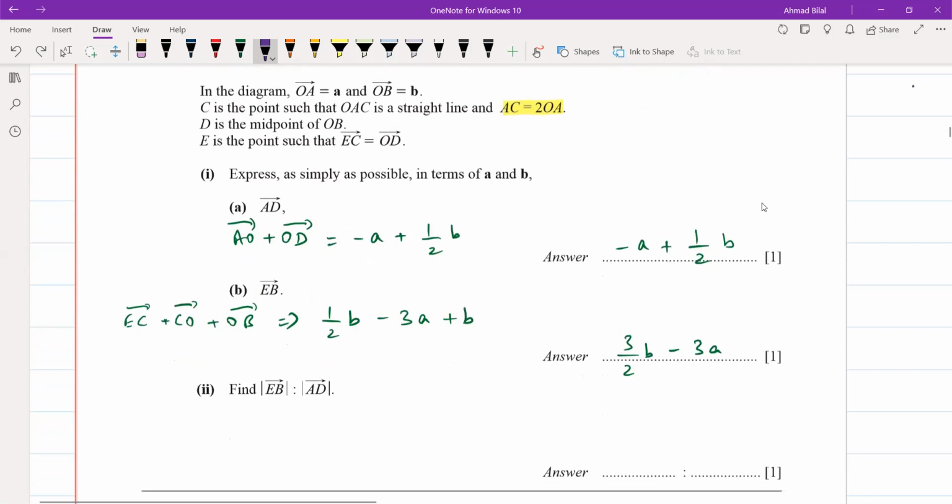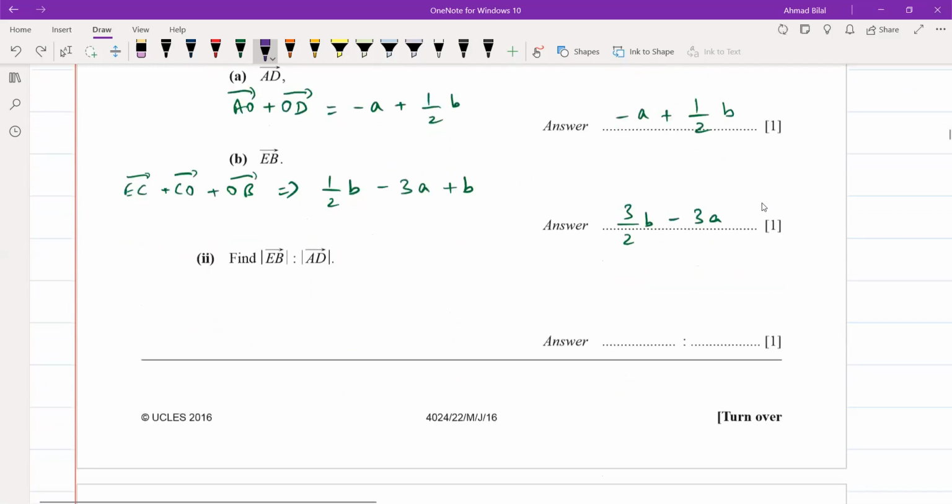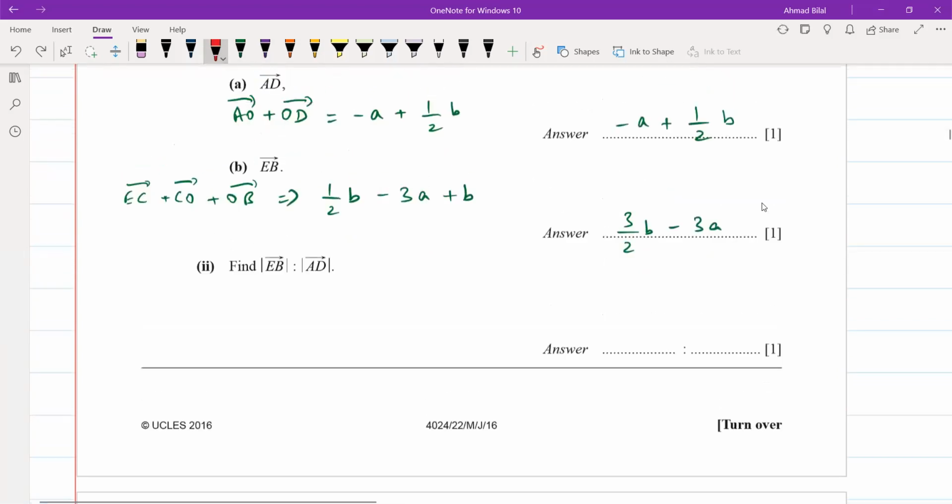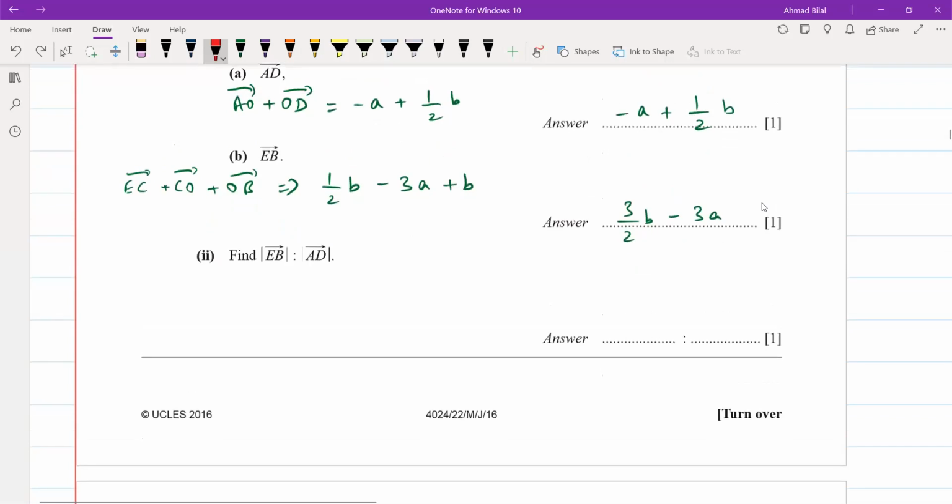We have both the vectors. हमारे पास AD भी है और हमारे पास EB भी है, दोनों vectors हमारे पास पड़े हुए हैं। हम क्या करेंगे, हम इसको इस फॉर्म में लिख लेंगे। यहाँ पे EB ऊपर लिख लेते हैं। We have 3/2B minus 3A. This is the vector EB. We have the other vector, that is the vector AD.